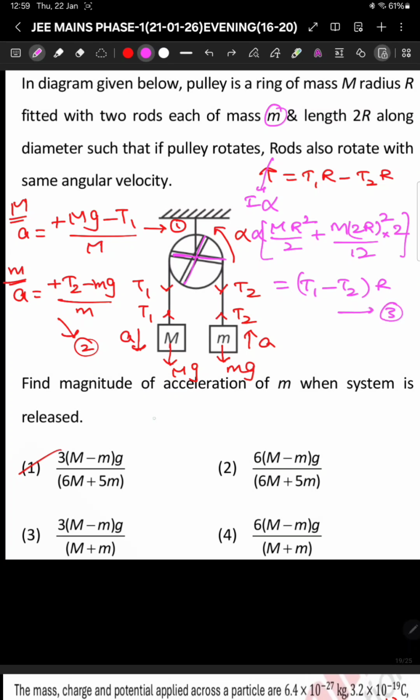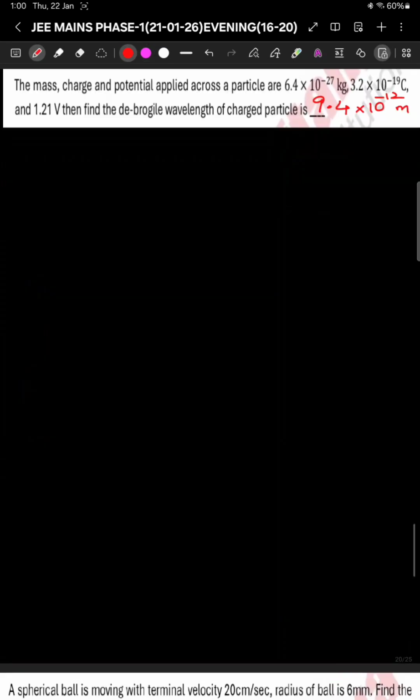Take one more equation for the pulley: acceleration A equal to the formula R alpha. So it is equation number 4. Here T1 unknown, T2 unknown, A unknown, alpha unknown. 4 unknowns, 4 equations. You can solve them to get the magnitude of A. So you will get the first option. Next question.